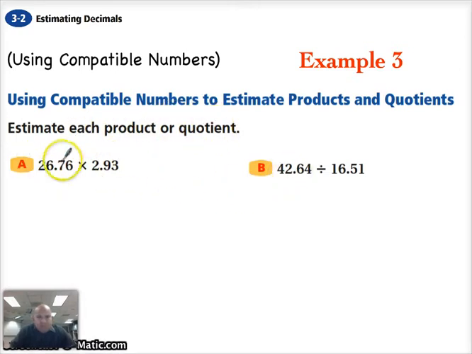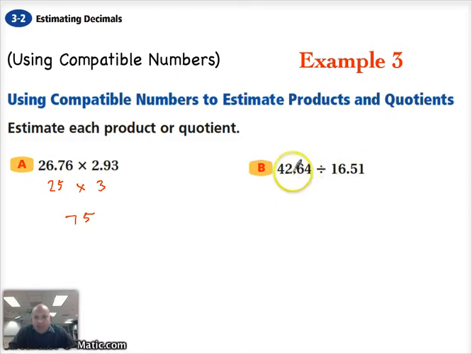Here we have 26 and 76/100ths times 2 and 93/100ths. When we're estimating, I'm looking for an easy way to do this. Now 26 is pretty close to 25. That's an easy number to deal with. Yeah, it's not rounding up or rounding down, but it's a compatible number, especially when I pair that with multiplying by 3, because I can easily do this in my head. 25 times 3, 75. Compatible numbers.